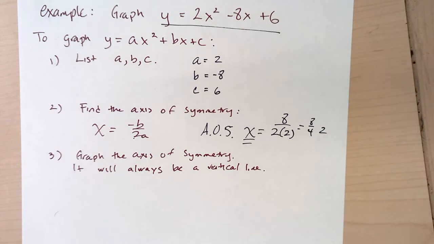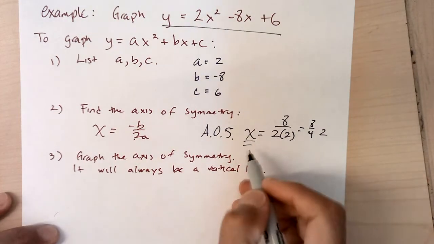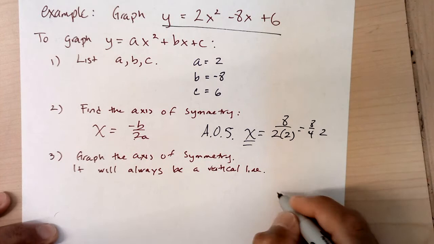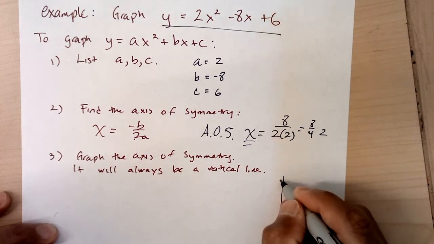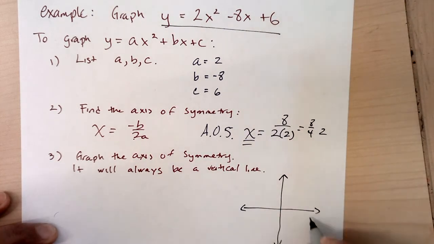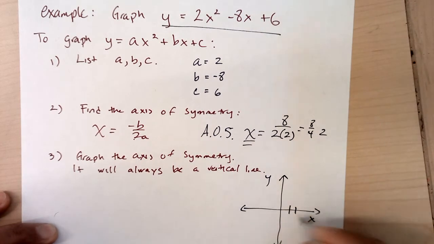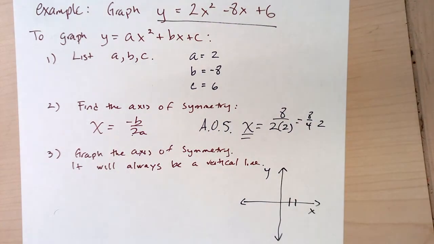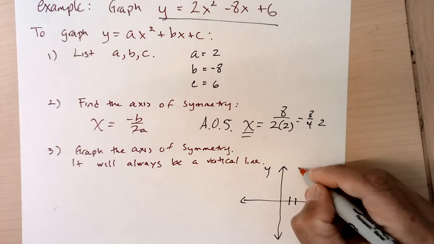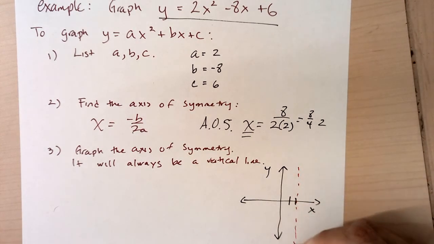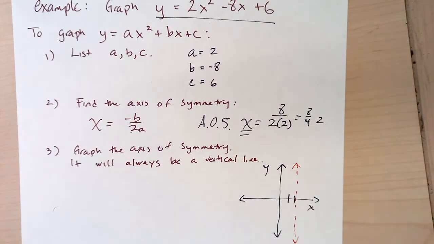Now we can graph the axis of symmetry. The equation is x equals 2, so it's always going to be a vertical line. Here's my x-axis, here's my y-axis. I go out to 2 on the x-axis, and then I can make the axis of symmetry right here. I make a dashed or a dotted line, but that should break the graph up into 2 symmetrical parts.